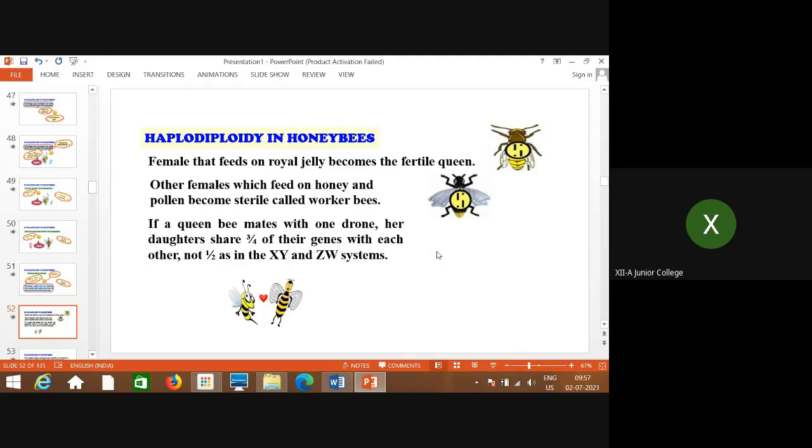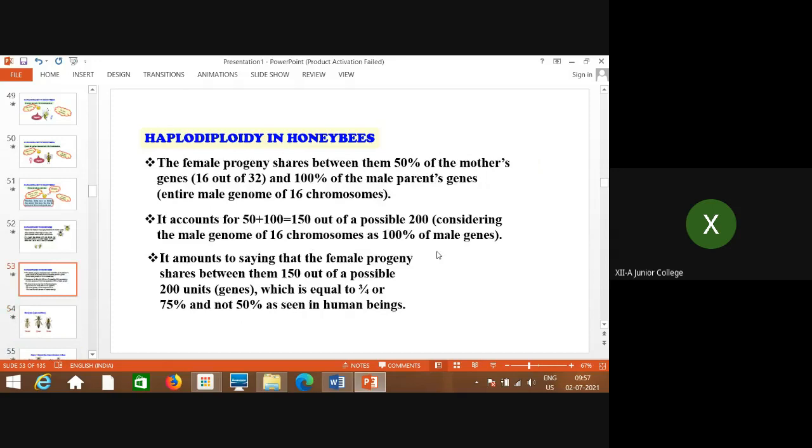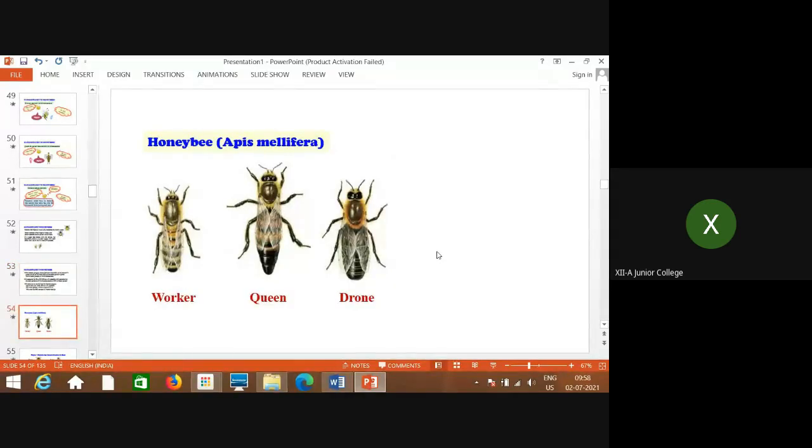If a queen bee mates with one drone, her daughters share three-fourths of their genes with each other, not half as in the XY or ZW system, three-fourths. This is a little different, just try to understand. So the female progeny shares between them 50% of the mother's genes, that is 16 out of 32, and 100% of the male parent's genes, the entire male genome, that means 16 chromosomes. So it accounts to 50 plus 100, that means 150 out of a possible 200, considering the male genome of 16 chromosomes as 100% of the male genes. Okay, this calculation you don't need to remember.